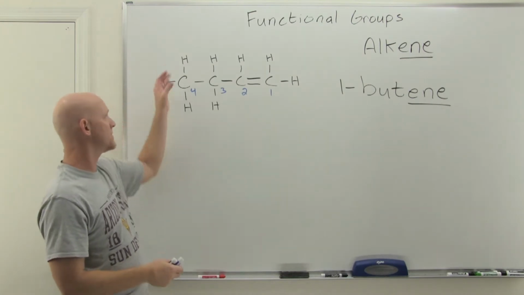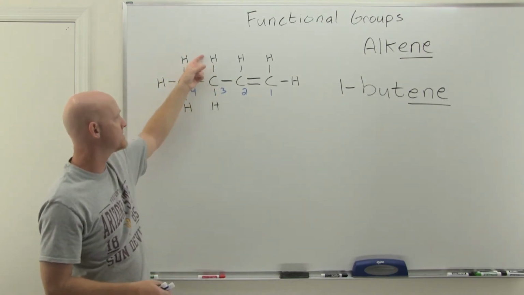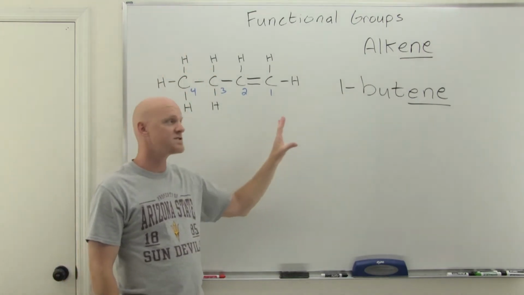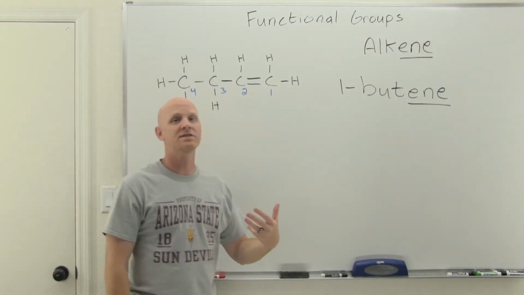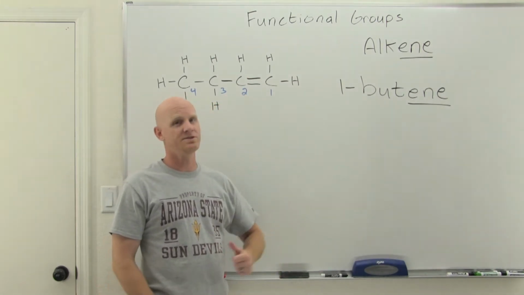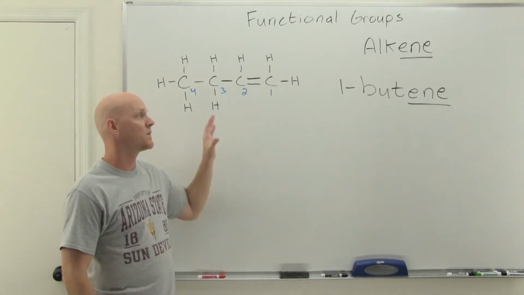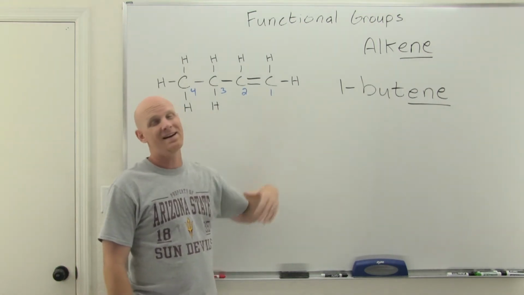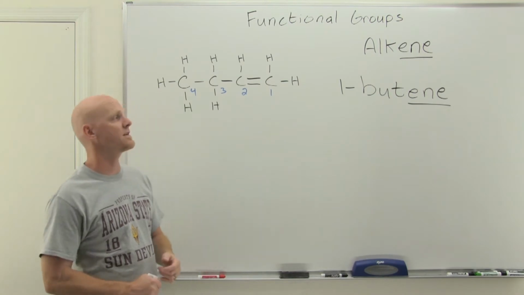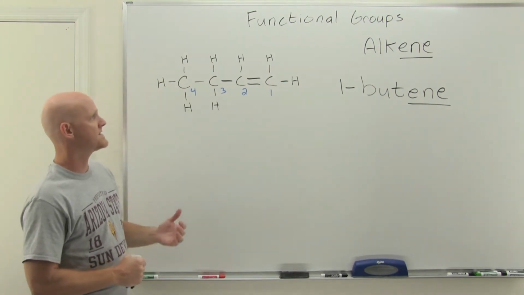Now, if we had a methyl group coming off somewhere, like say coming off carbon 3, we'd put the substituents before the parent chain, and maybe we'd say something like 3-methyl-1-butene. But I'm not going to go with any branch structures in this lesson. We're going to do very simple examples, and that's likely all you're going to encounter for a lot of these functional groups anyways. All right, so that's 1-butene.